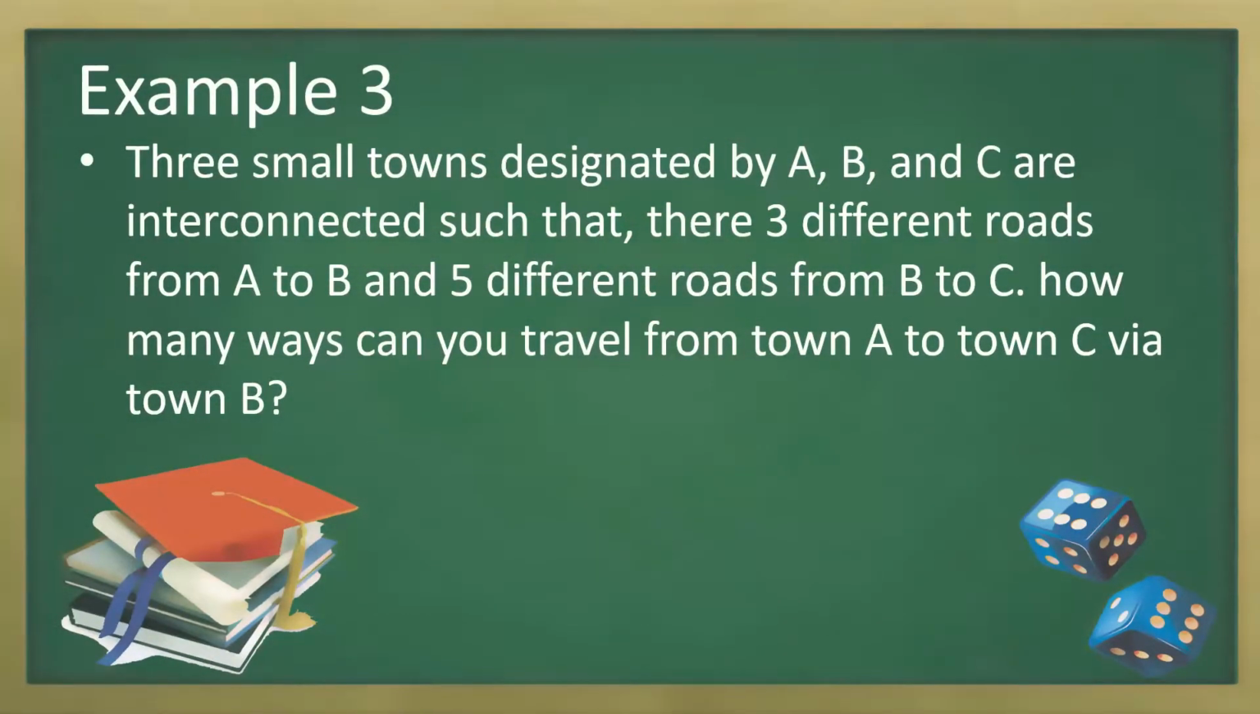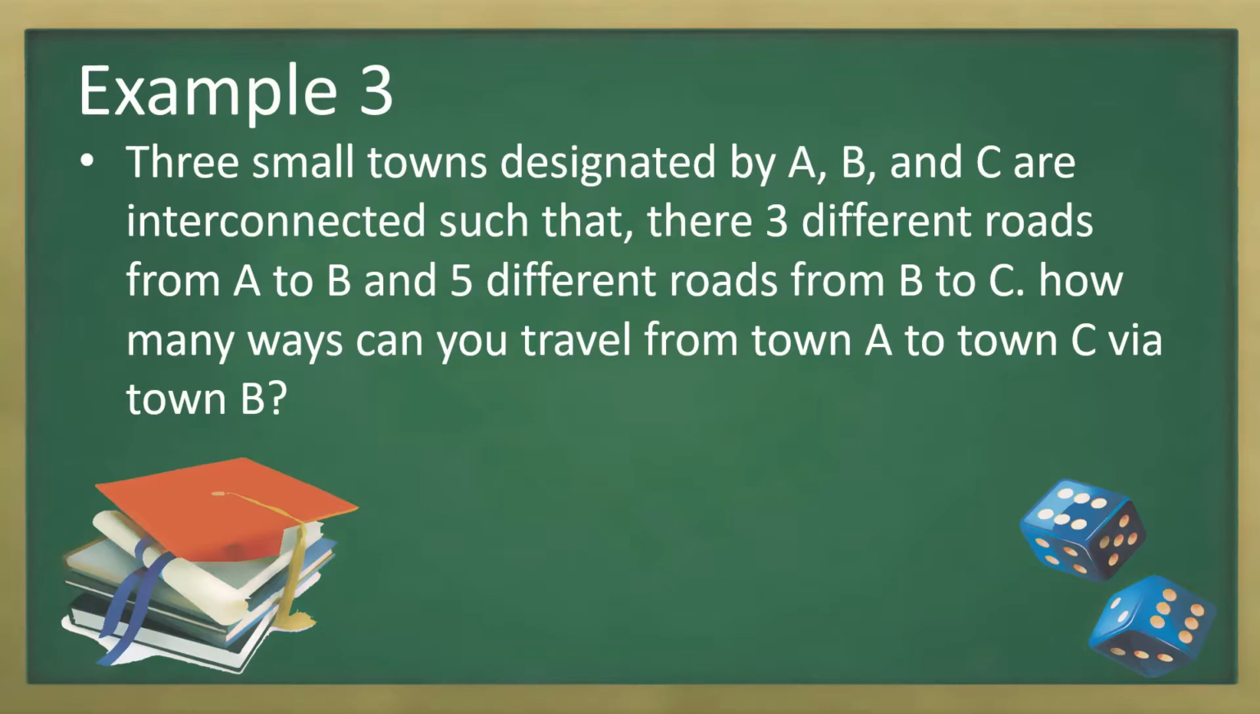Okay, so let's have another example. Three small towns designated by A, B, and C are interconnected such that there are 3 different roads from A to B and 5 different roads from B to C. How many ways can you travel from town A to town C via town B?